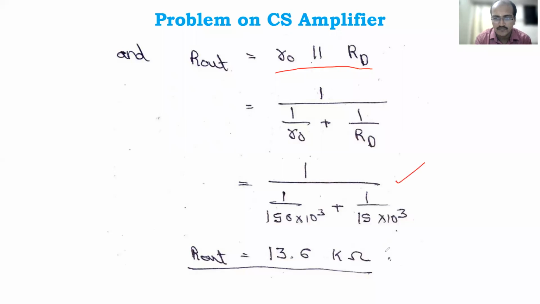So you will get 13.6 kilo ohm. Okay, so previously it was 15 kilo ohm. Now it is reduced to 13.6 kilo ohm. Okay, so you will get these answers. So this is the first case without R naught and with R naught, Rin, AV naught and Rout. Now the second, third thing we will calculate, that is overall voltage gain considering R signal and V signal.